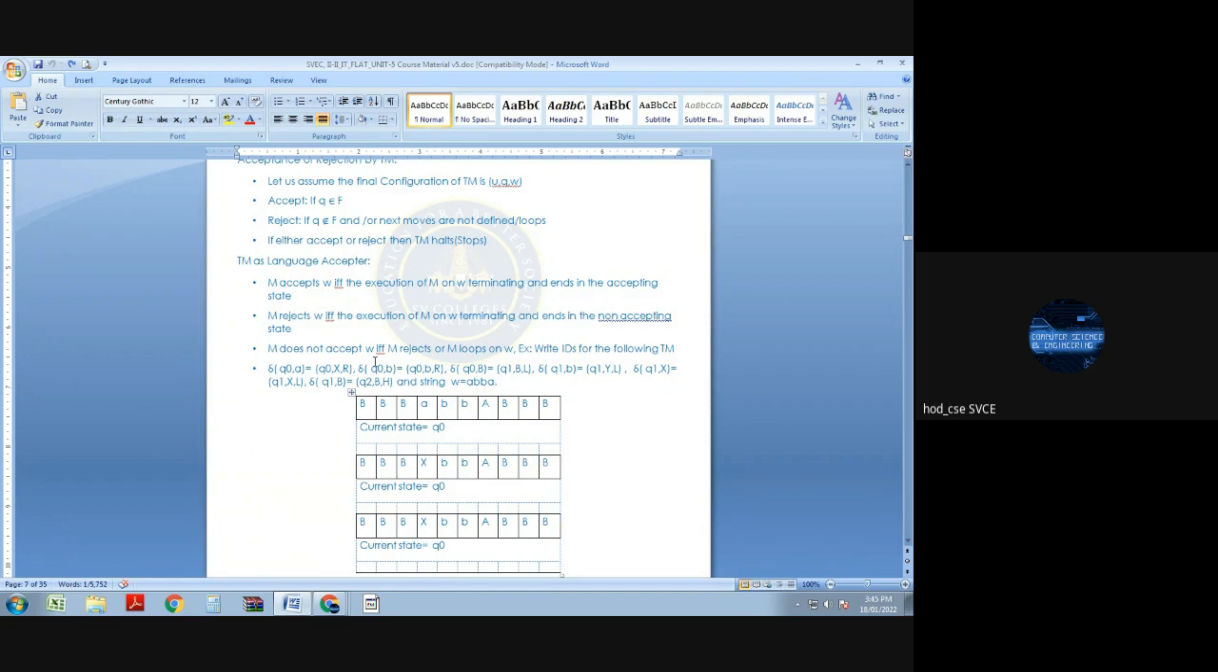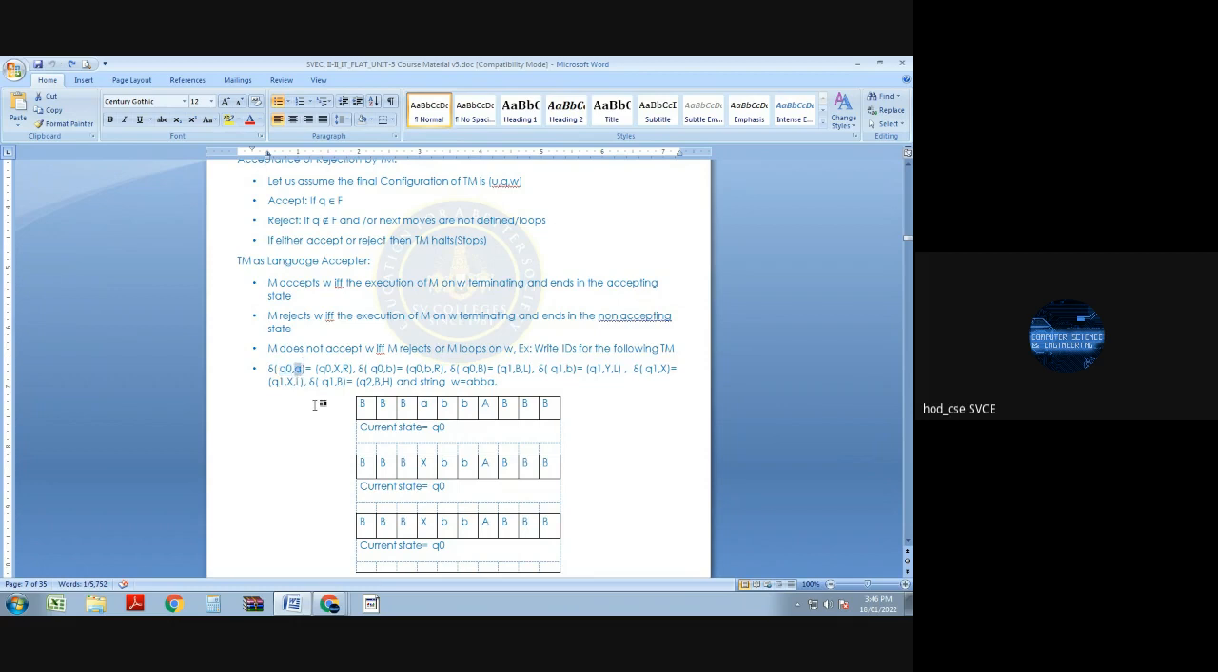See here some examples of the instantaneous description. Here Q naught is some state. We are giving some input A, Q naught comma A. Then it goes to the same state Q naught, the symbol you are writing is X, and the read write head is moving towards the right hand side. The last symbol is the direction, X is the tape symbol, Q naught is the next state. Here the first Q naught represents the present state and A represents the input.